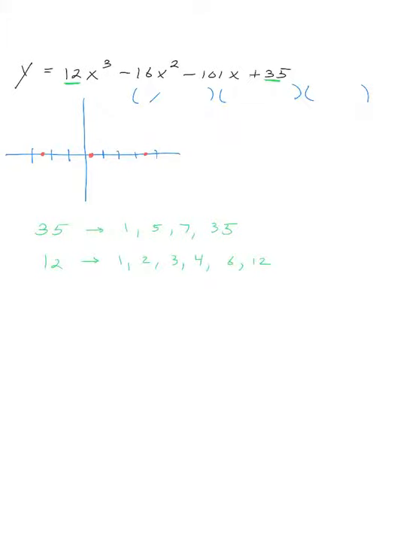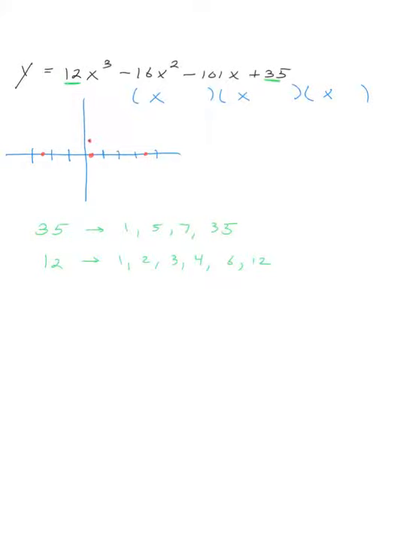When it comes to guessing the numbers that go in front of the x's and the numbers that go at the end by themselves, any number that you put here has to multiply to 35. It means you should only be guessing 1, 5, 7, 35, possibly plus or minus. And the numbers that you put in front of the x's, you should only guess 1, 2, 3, 4, 6, and 12. Like, there's no way it could be 5. That would never multiply to give you 12. I think this will make guessing the zeros a little bit easier.